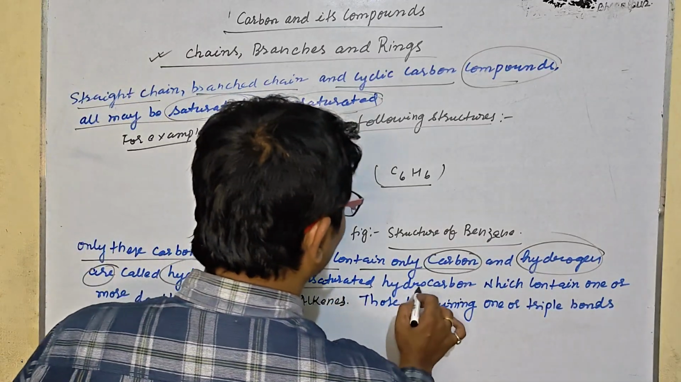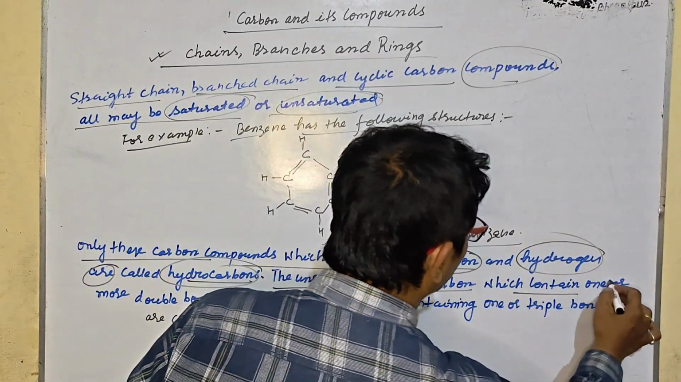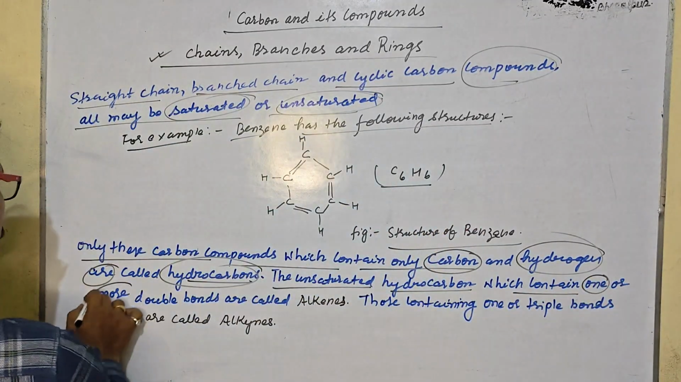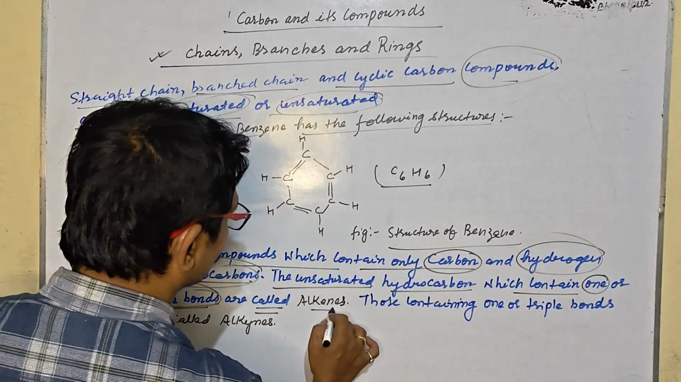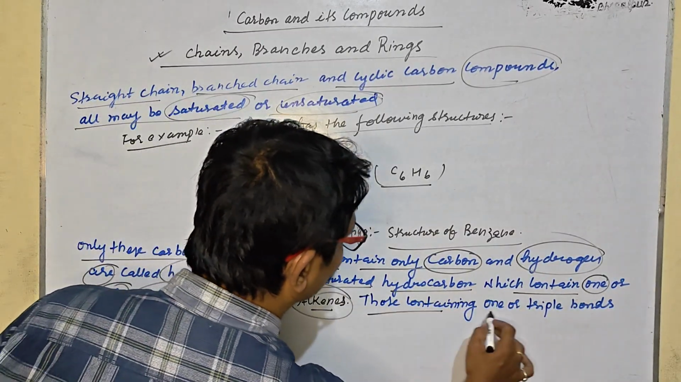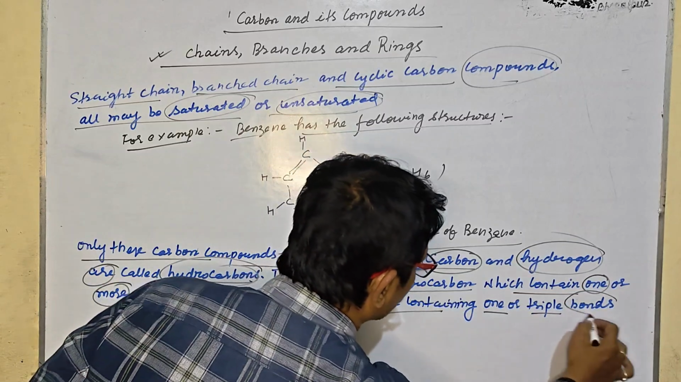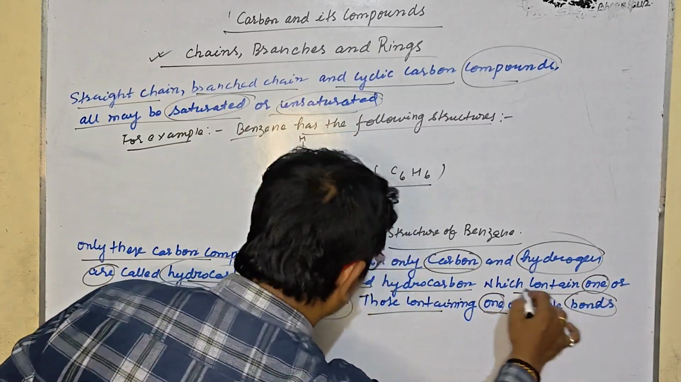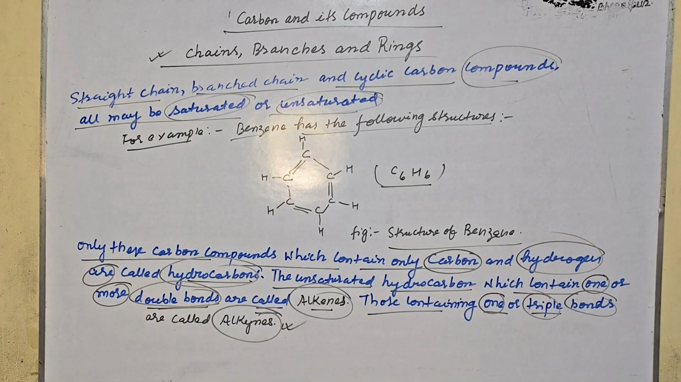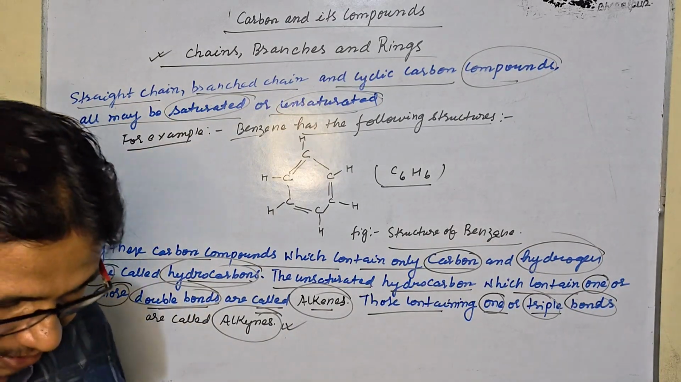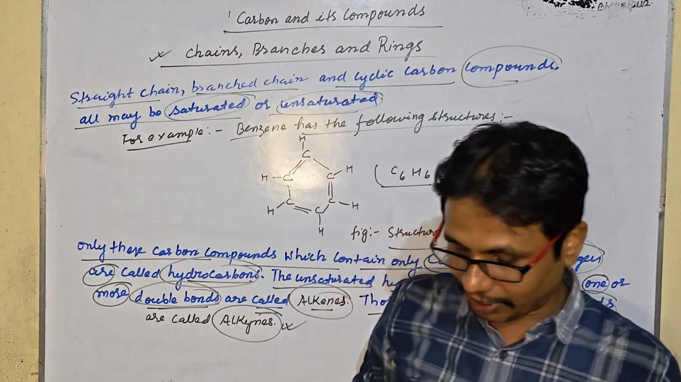And the unsaturated hydrocarbons which contain one or more double bonds are called alkenes, and those containing one or more triple bonds are called alkynes. So my dear students, this is the complete topic of chains, branches and rings of carbon compounds.